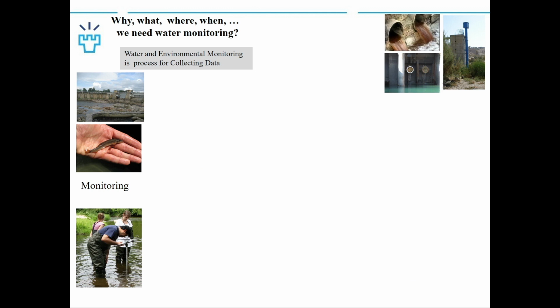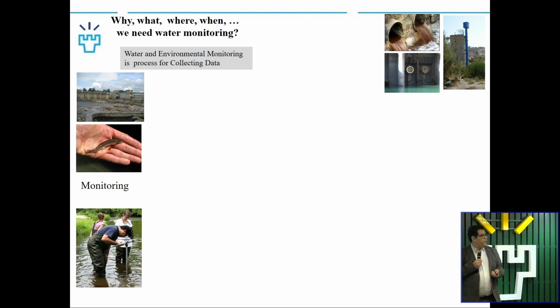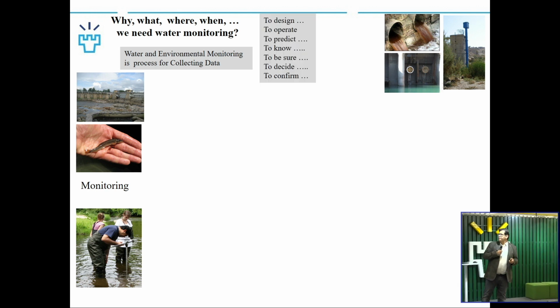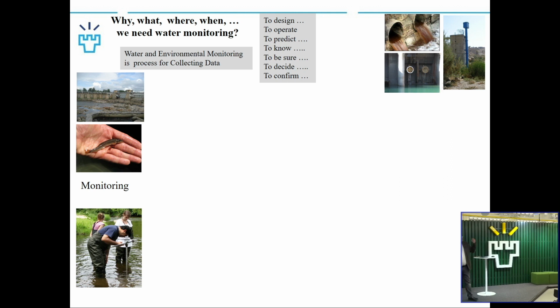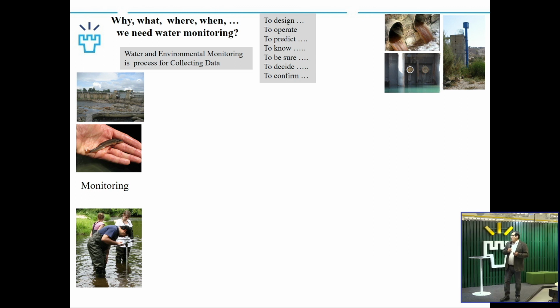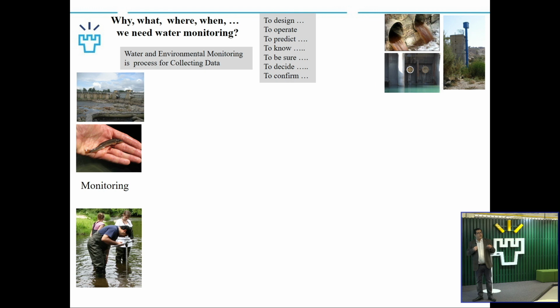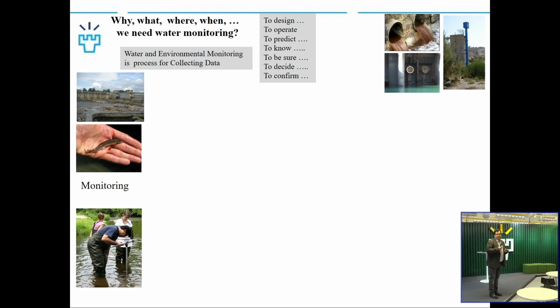So why do we need monitoring? To collect data, to design new structures. If we want to design a new structure, we need data to operate the structure, to predict what will happen in the future, to know what is happening, to be sure everything is fine and the water is in healthy condition, to decide for the future, and to confirm our hypotheses about water resources. All of these need monitoring and measuring flow and water data.